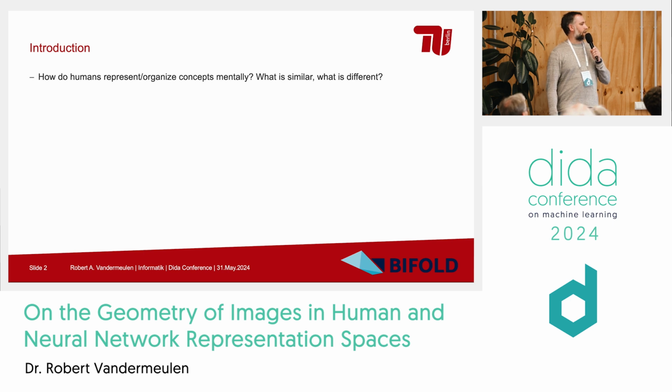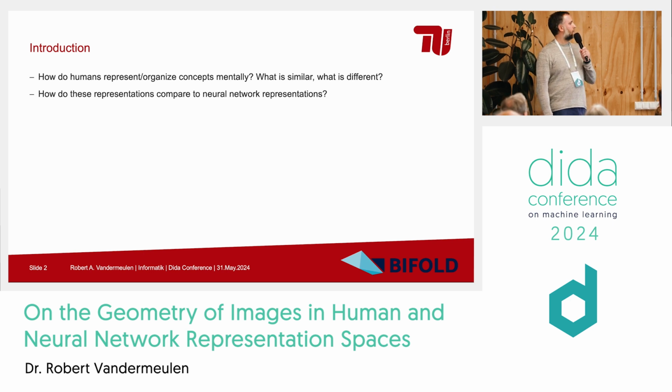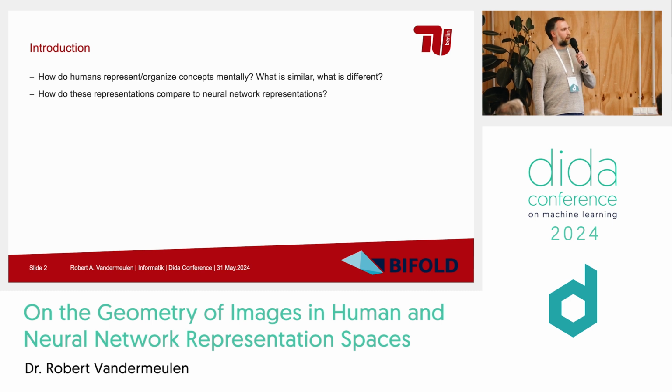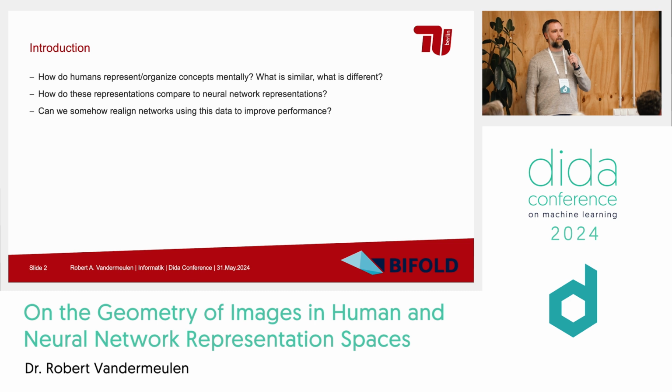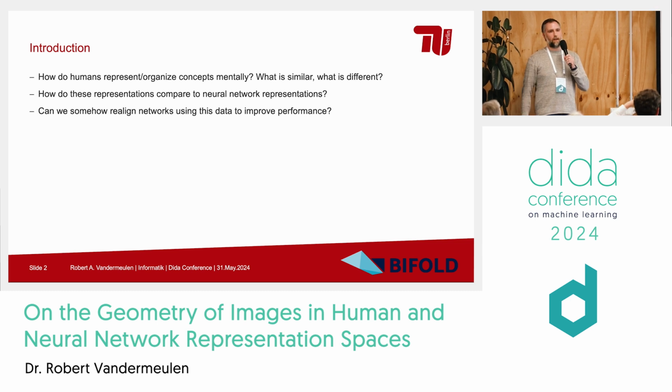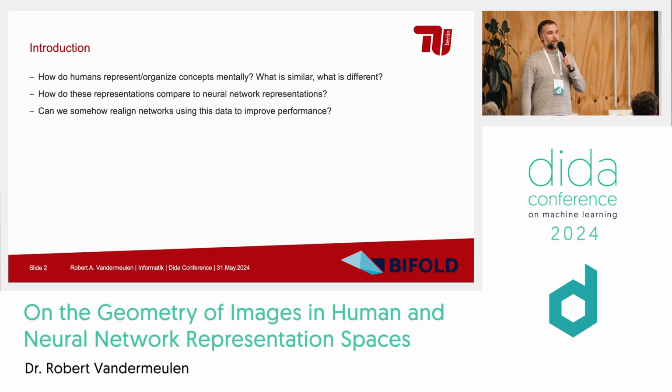Okay, so to begin, this talk is going to go over three questions. How do humans recognize and organize concepts mentally in their head? What is similar? What is different? How can we formalize such a thing? How do these representations compare to neural network representations of objects? And how can we realign neural networks to be more human-like? And does this bring any benefits?